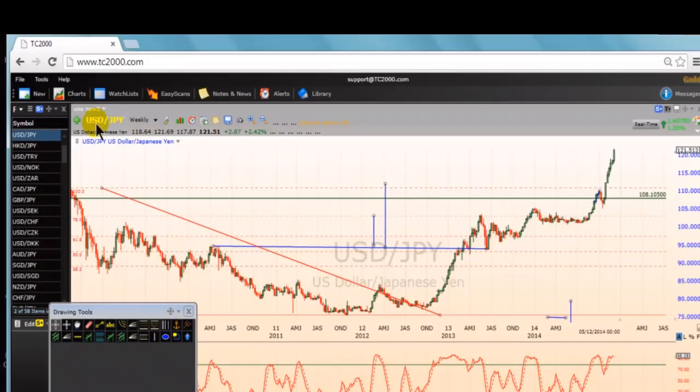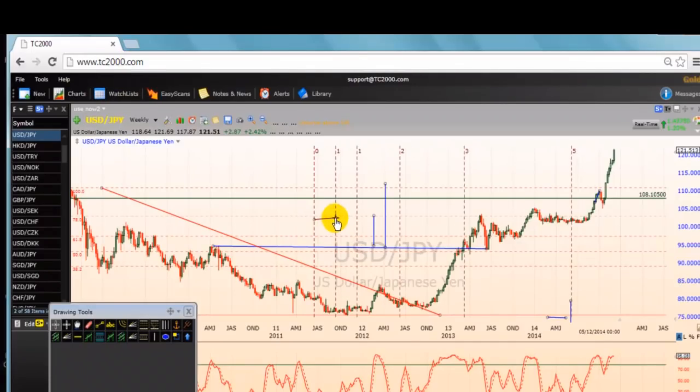I'm on the weekly chart, the dollar yen. Though I'm using a currency pair here, we can apply this strategy to commodities, stocks, any financial instrument. So I'm going to pull out my Fibonacci drawing tool, the Fibonacci time zone. I'm using TC2000 trading software here.